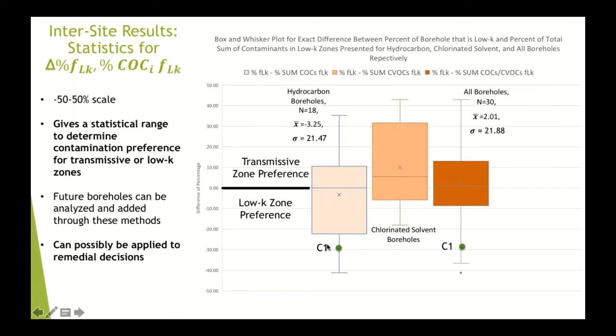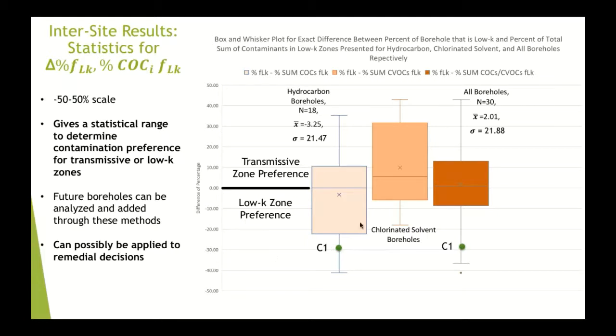Borehole C1 has a total mass of 127,000 kilograms of contaminants per acre and 114,000 kilograms of contaminants per acre in low K zones. Borehole C1 has 61% of the borehole defined as low K and 90% of the total mass of contaminants in low K zone. This is a 29% unit difference. Using the statistical analysis, the contamination at borehole C1 shows a statistically significant preference towards low K zones.